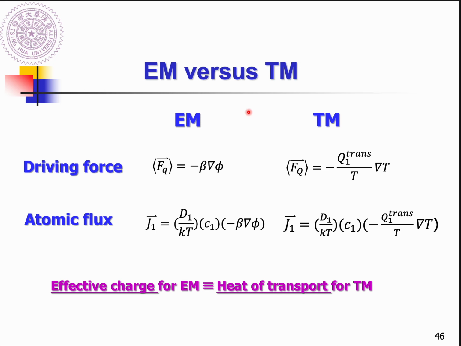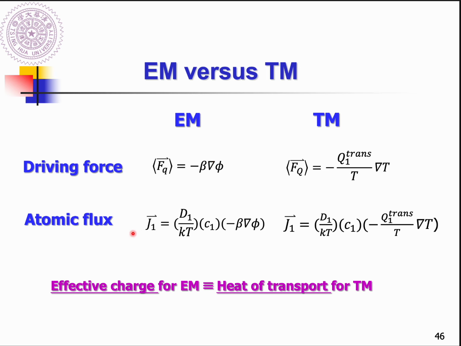Try to compare the electron migration and the thermal migration. As long as there's electron migration or thermal migration happening in your systems, we need to modify the driving force acting on these diffusing atoms. For electron migration, we need to introduce the beta, and for thermal migration, we need to introduce the heat of transport. And we'll also show you how to determine the beta and heat of transport in your material systems by yourself.